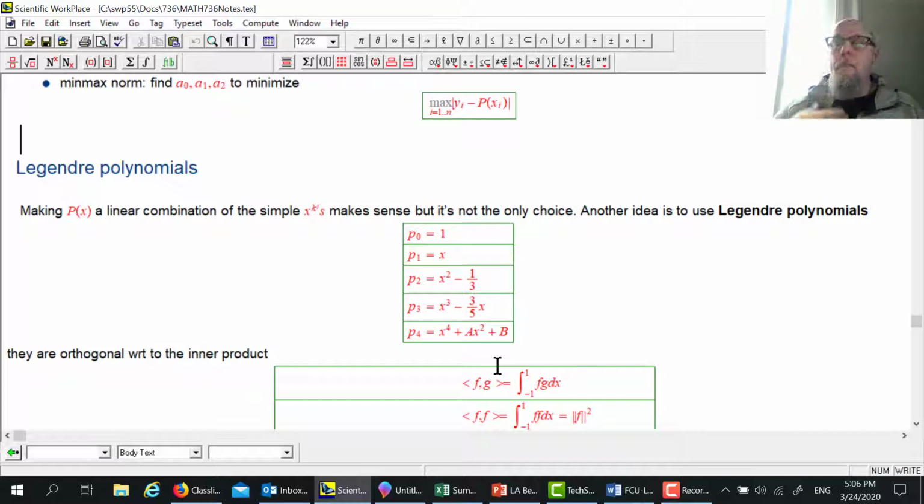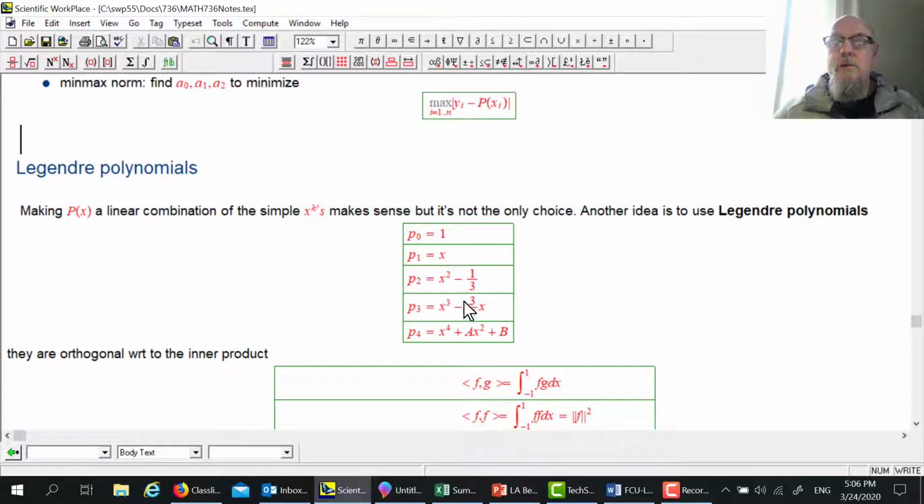My Legendre polynomials always have a leading term of 1. So the first polynomial is just 1, the 0th order. So P sub 0, P naught, is 1. P sub 1 is x, it has a leading term. P sub 2 means its leading term is x squared, 1x squared. P sub 3, 1x cubed. P sub 4, 1x to the 4th.